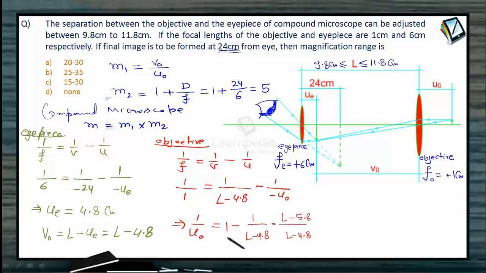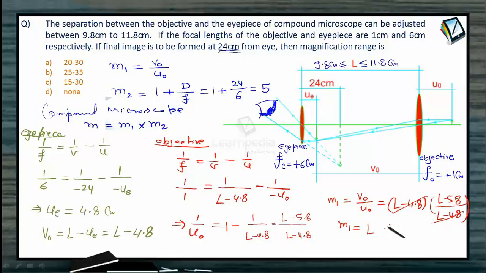So here 1/U naught is 1 minus 1 upon this. So it can be written as this. So 1/U naught. Let it be 1/U naught only, because for M1 we need V naught upon U naught. So we can multiply V naught with 1/U naught. So V naught is L minus 4.8, multiplied with 1/U naught, which is (L minus 5.8) divided by (L minus 4.8). So we can see that M1 value is what?